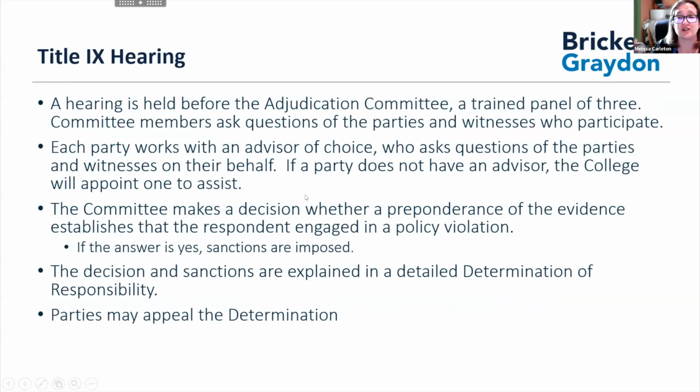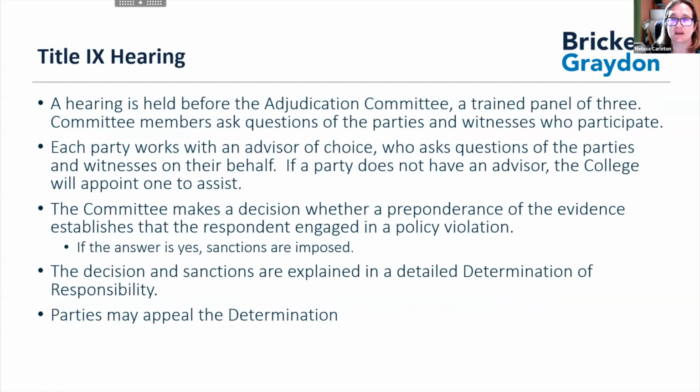Then it gets sent to the adjudication committee, which is a panel of three people, and they are going to be working to resolve the case. Each party gets to work with an advisor of choice, and that person is basically the one who asks the questions at a hearing. If a party doesn't have an advisor, the college does appoint one to make sure that everyone has an advisor in these hearings.